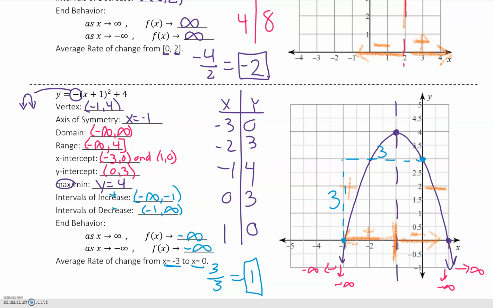The left side of the graph is the increasing slope. The right side of the graph is the decreasing slope. It's split by the axis of symmetry. Both ends open down, so going towards negative infinity. And the average rate of change from −3 to 3 is going to be 1.